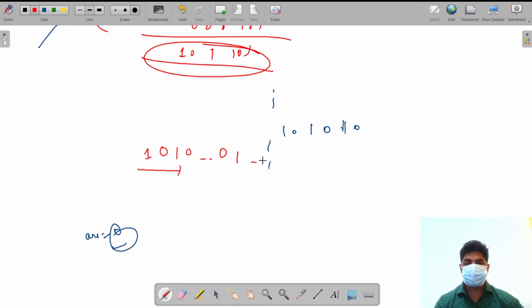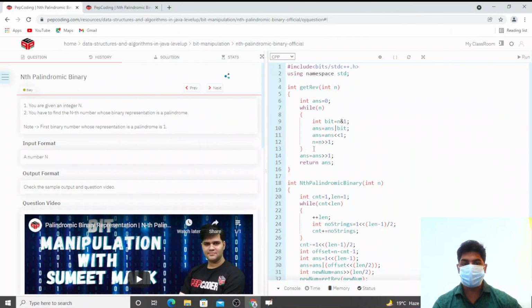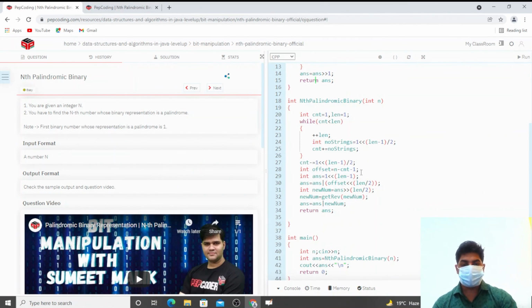Now since this number got exhausted, meaning it is 0, the loop will terminate, but we have an extra left shift over here. So to eliminate this, we are performing one extra right shift after the completion of the loop. That's why this extra right shift is performed. Okay, so we have done with this part also. So now let's try to run this code.